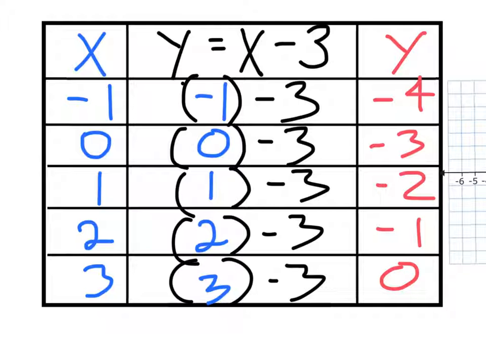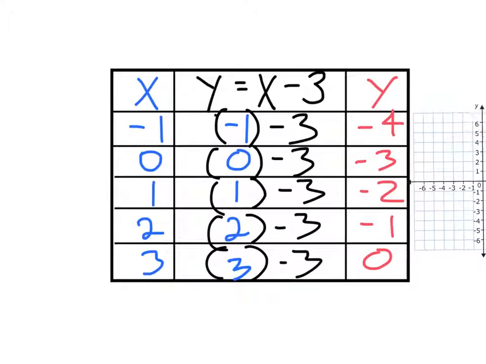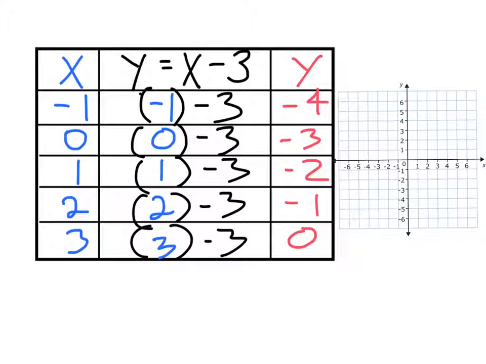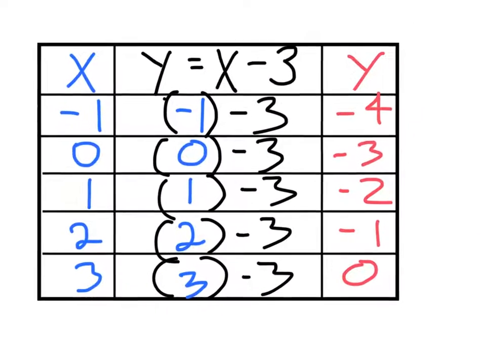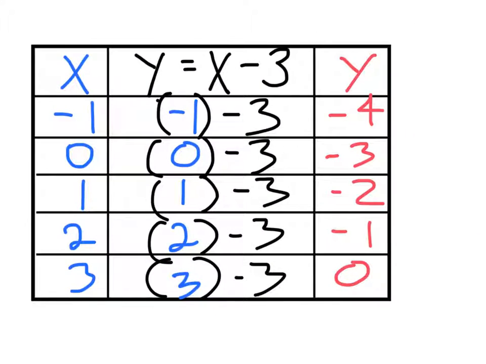Alright, so now we've got quite a few numbers. We've got a lot to work with. I'm going to shift over to a coordinate plane, but first let's take a look at what our new ordered pairs are. I can see that we've got the x column and the y column. What I'm now going to do is write open parentheses, negative 1, comma, negative 4. That makes sense.